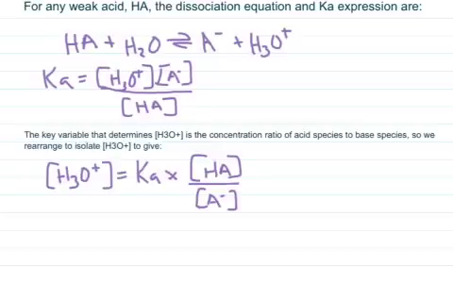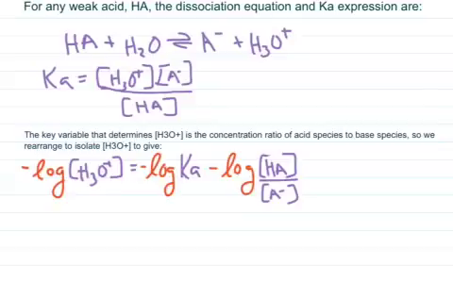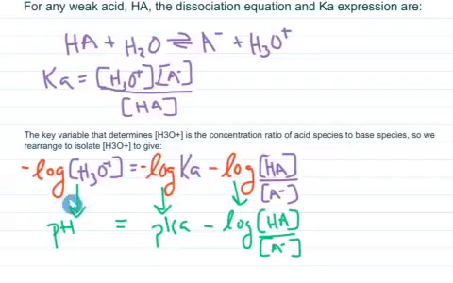So next, the key variable that determines hydronium is actually the concentration ratio of the acid species to base species. So when we rearrange to isolate hydronium, we get hydronium is equal to the Ka times the acid all over the base. Next, we're going to take the negative common log on both sides to give us the negative log of hydronium is equal to the negative log of Ka minus the log of the acid all over the base. So let's simplify this a little bit more. We know that the negative log of hydronium will give us a pH. We know that the negative log of Ka will give us a pKa.